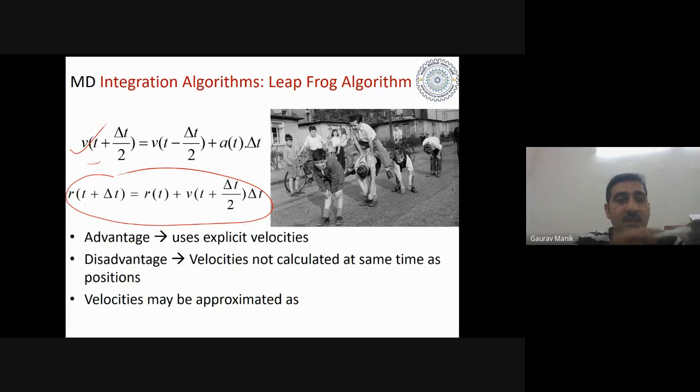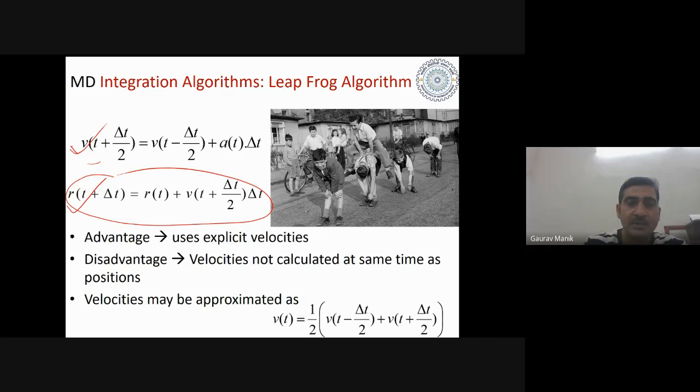The disadvantage is that while you are calculating the positions at t plus delta t, you are calculating the velocities at t plus delta t by 2. So there's a kind of disagreement between the calculations of velocities and positions. So you need to have your velocities approximated in a better way. So what you do is you may avoid this issue.